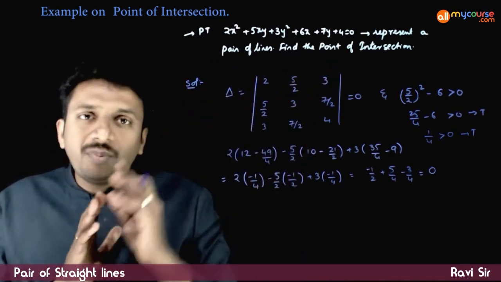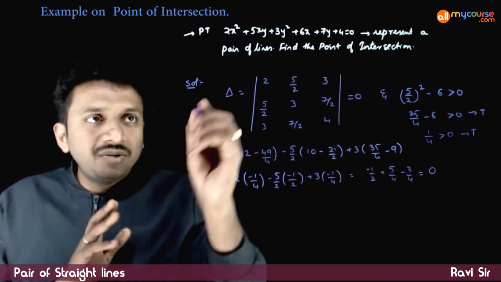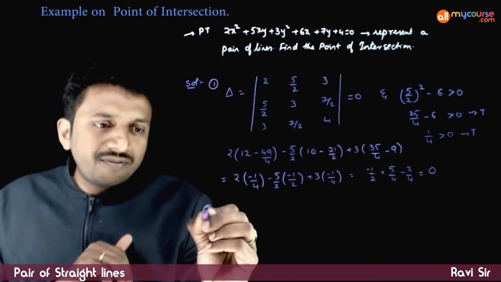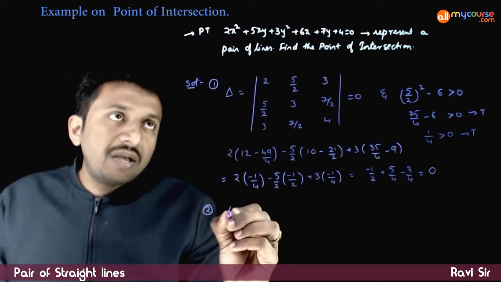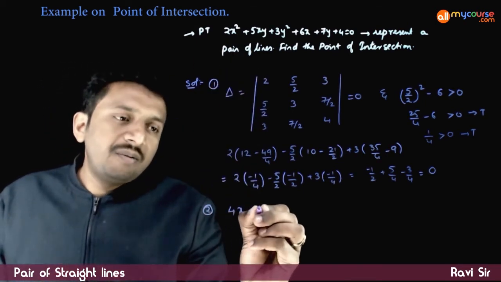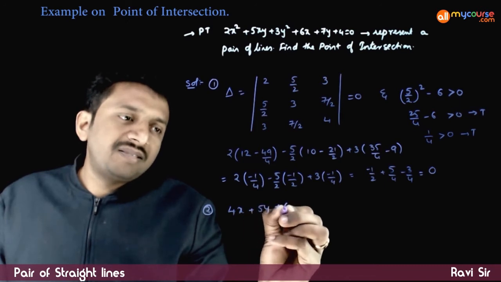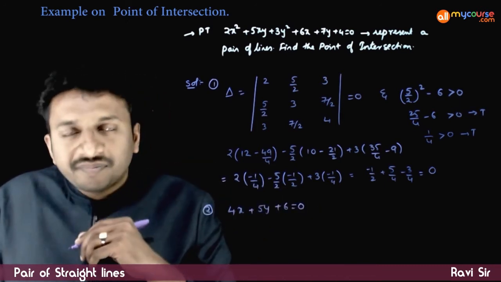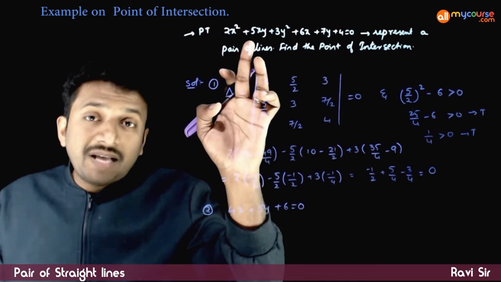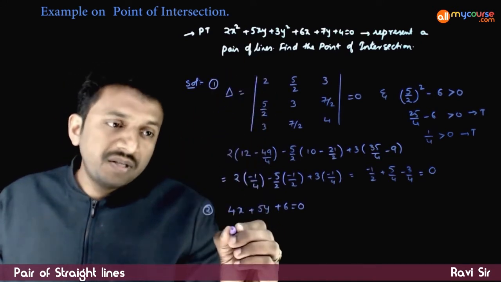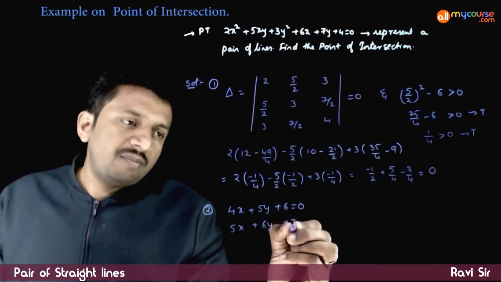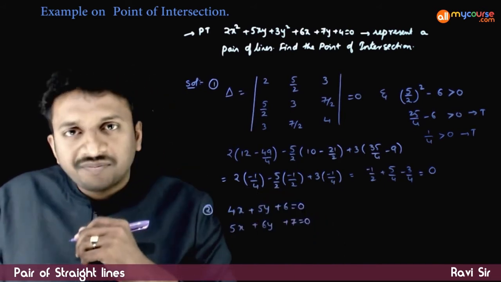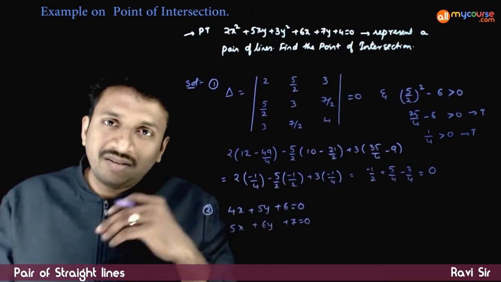Now you are asked to find the point of intersection. So let us use our process. So first do the partial differentiation of this with respect to x. So you get 4x plus 5y plus 6 is equal to 0. And next do the partial differentiation with respect to y. So 5x plus 6y plus 7 is equal to 0. So you have to solve this.